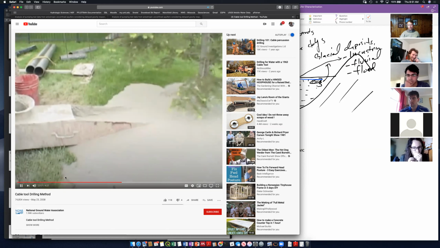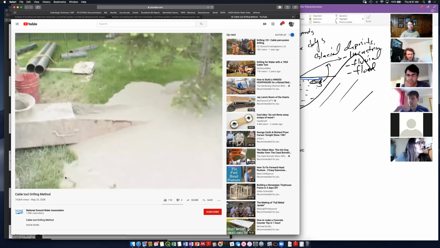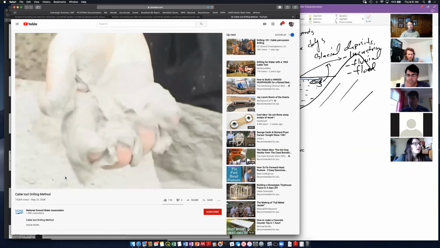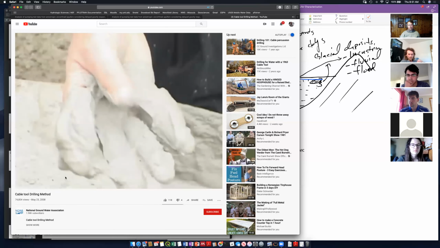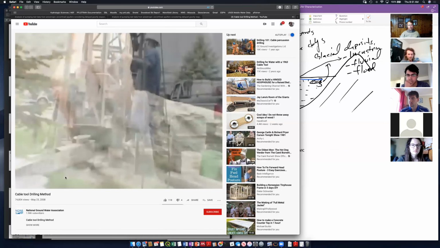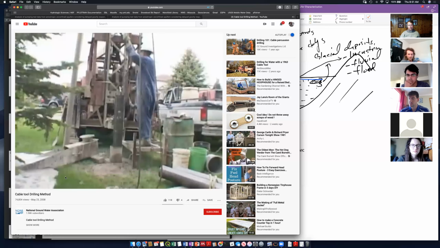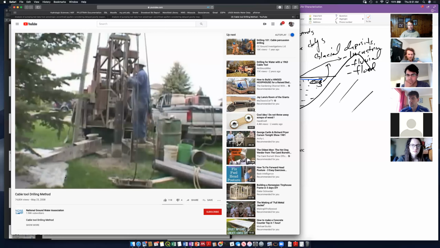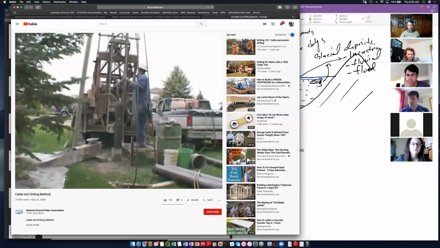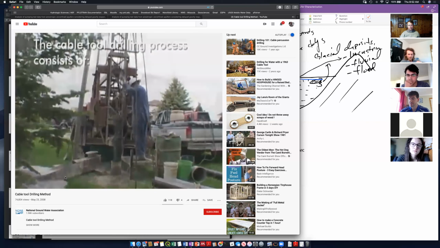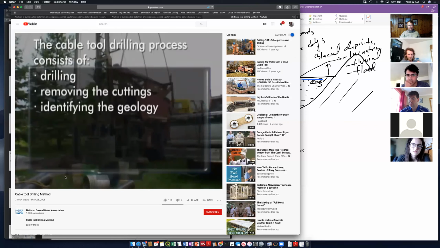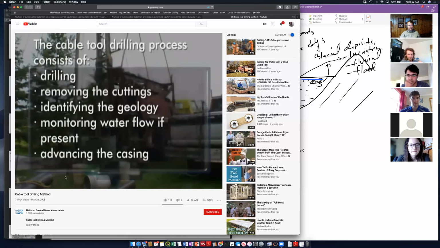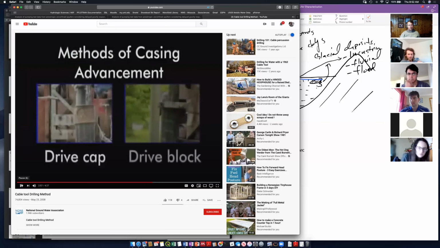Bailer is also useful for measuring approximate water pumping rates and levels at any time during the well construction. The cuttings from the borehole are usually well mixed and small in size, representing an accumulation of the formations encountered since last bail. Cable tool drillers have developed the ability to interpret the feel of the drill string to improve well log accuracy and in identifying aquifers. The cable tool drilling process typically consists of drilling, removing the cuttings, identifying the geology, monitoring the water flow if present, and then advancing the casing. There are 2 methods for casing advancement.